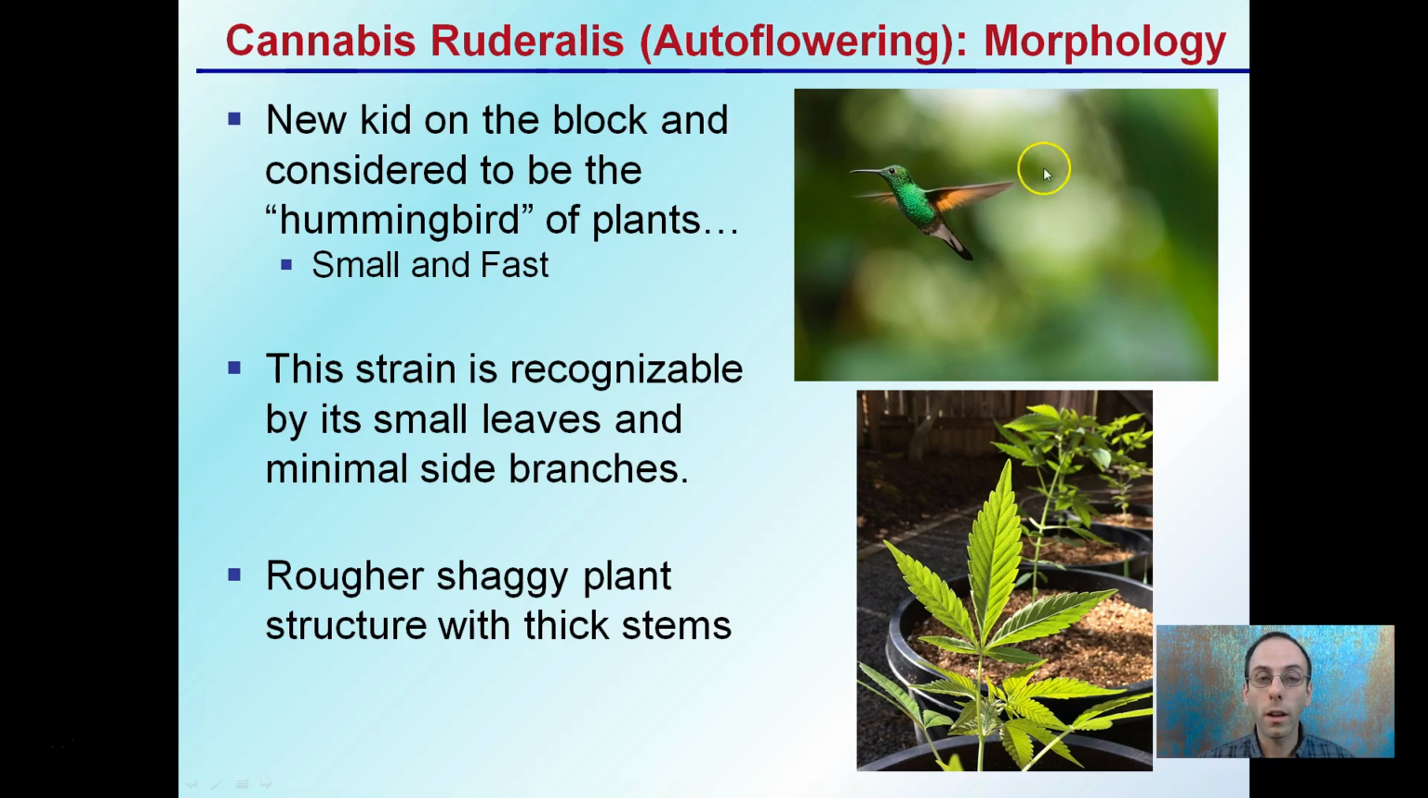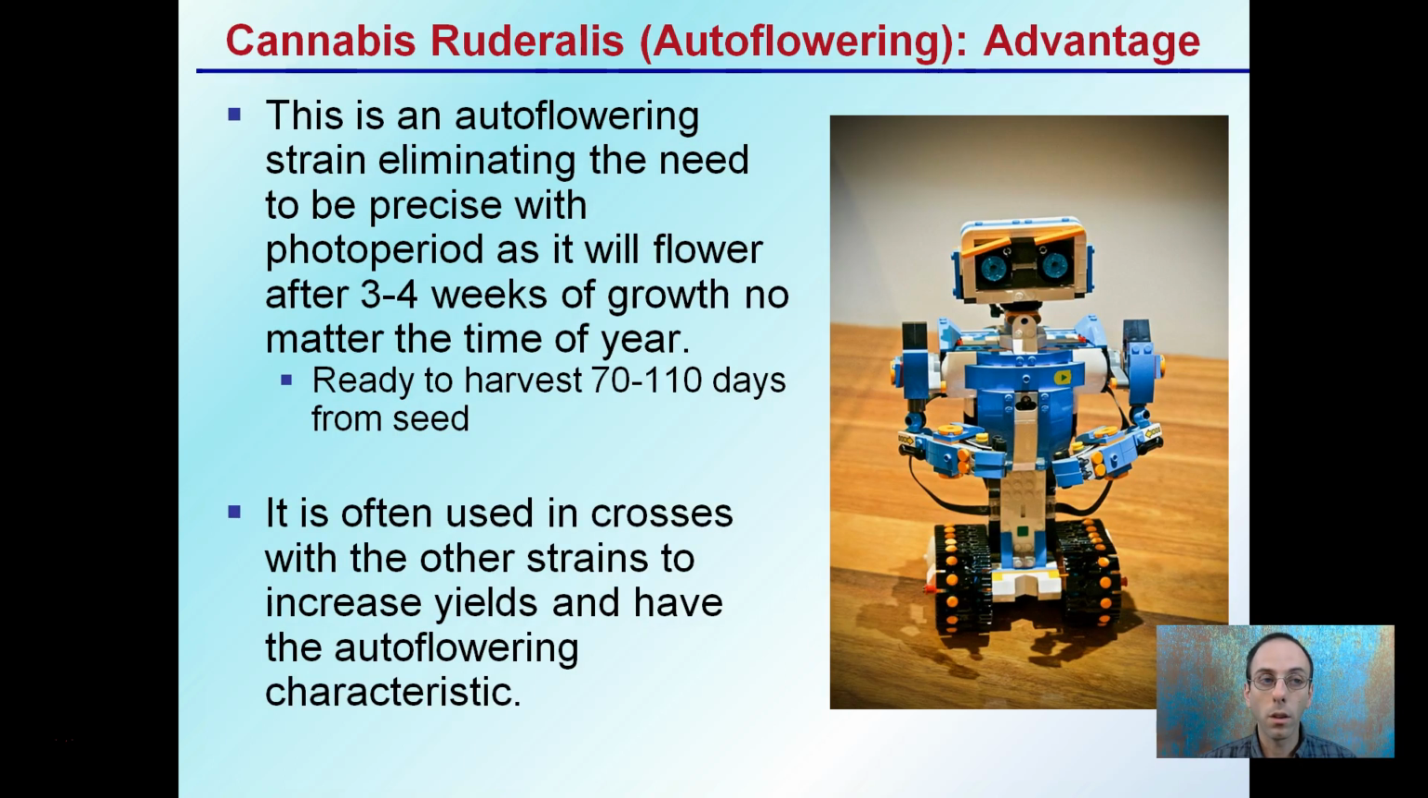The morphology is, I call it the hummingbird of plants. It's small and fast. It's recognizable by its small leaves and minimal side branches. It has this rougher, shaggier plant structure with thicker stems. Now, it's an auto-flowering strain, which eliminates the need to be precise with photoperiod, as it will flower after 3 to 4 weeks of growth no matter the time of year.